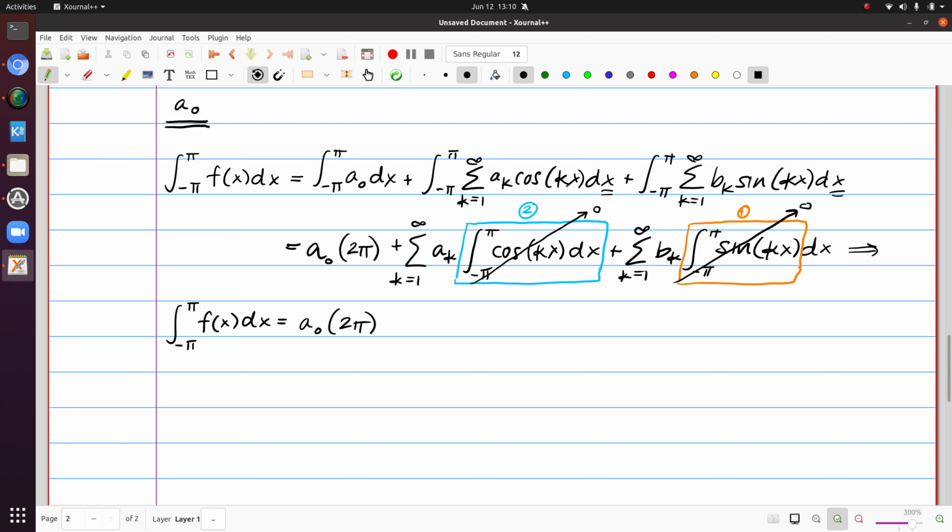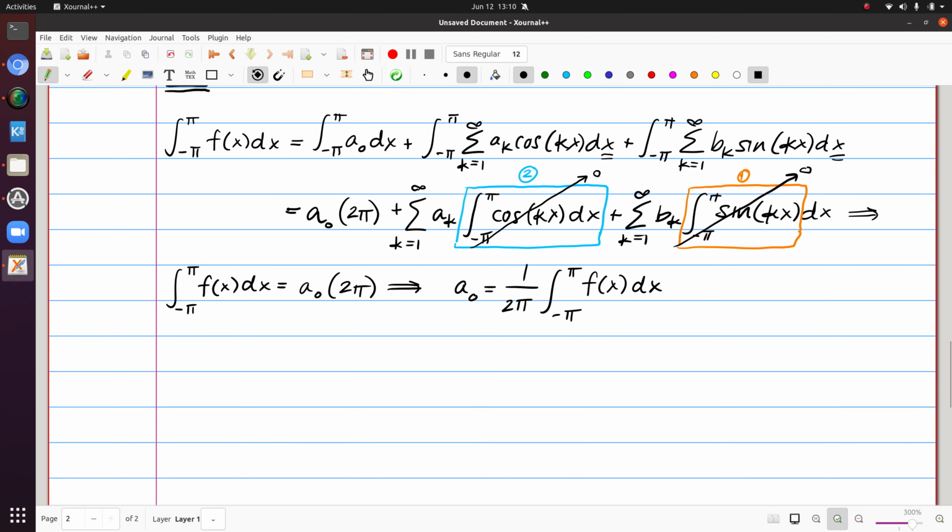So if I were to divide both sides by 2 pi, this would leave me with the formula a sub 0 would have to be 1 over 2 pi times the integral from minus pi to pi of f of x. And that's, of course, exactly how we defined it when we wrote down the Fourier series, but now we see where that comes from.